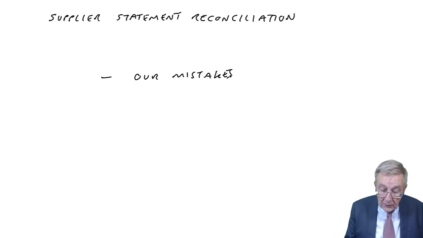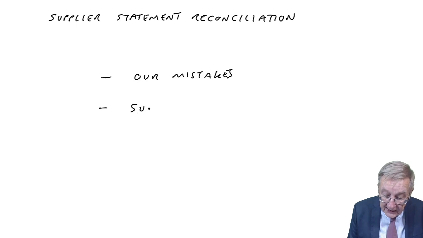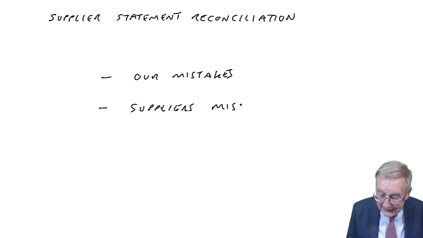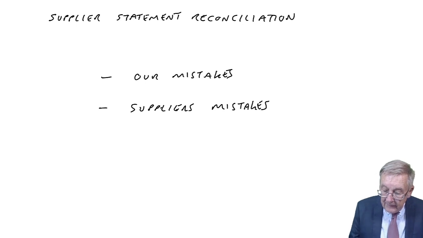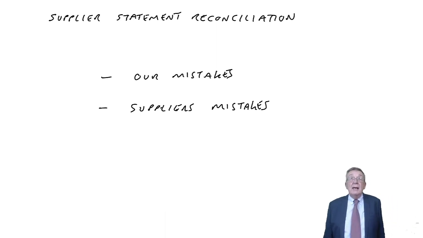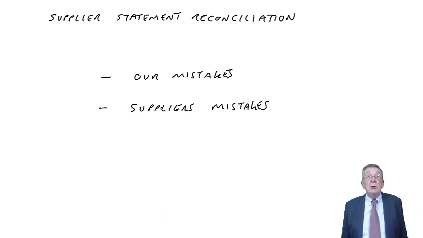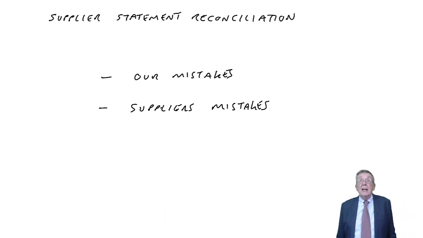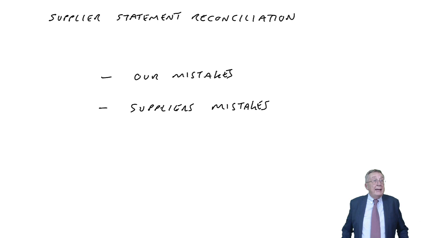A second reason, of course, is the supplier made a mistake. In exactly the same way, they may have sent us an invoice for 100, which is correct, and we've entered 100 and are correct. But they've typed into their system 1,000, and they think we owe them 1,000. Well, it's their mistake. And of course, if we find any mistakes made by them, we need to tell them and get them to correct it.